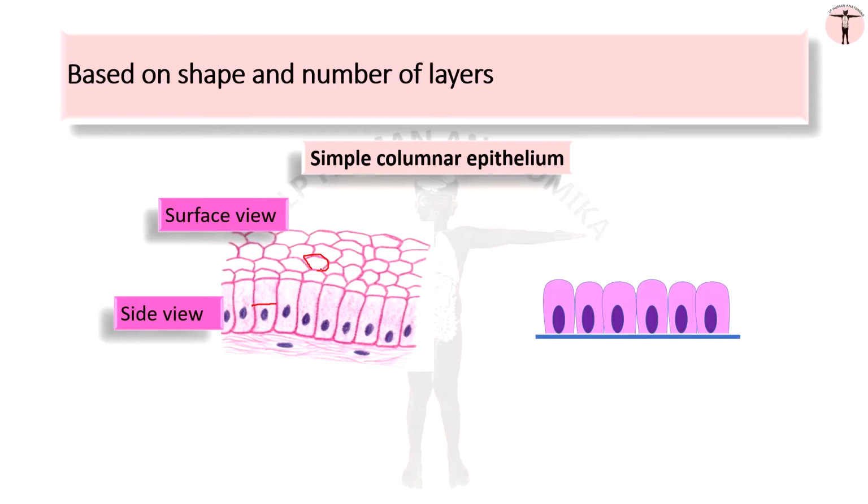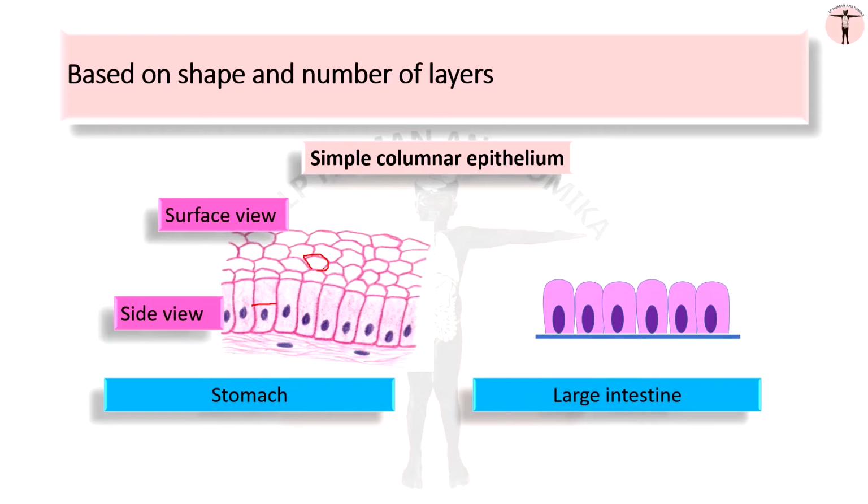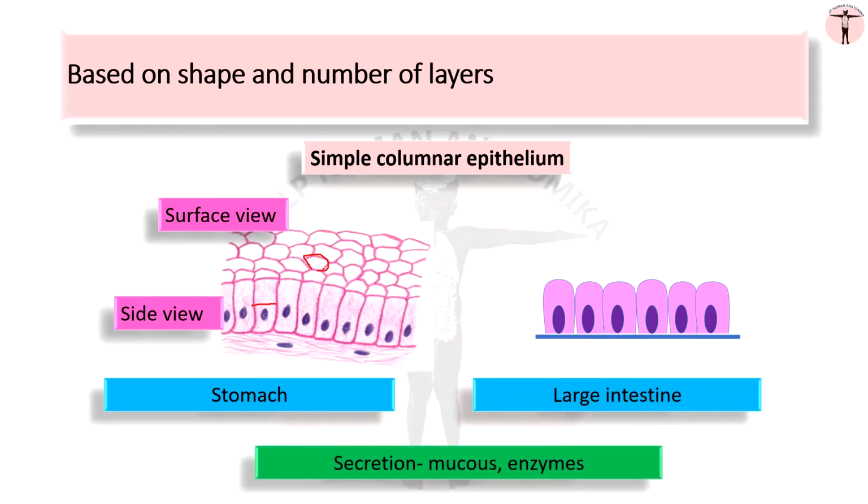But it is classified into further subclassification based on the surface modifications. Now, the epithelium without surface modifications, which we call simple columnar epithelium, is the epithelium which is present in stomach, large intestine. It secretes mucus and enzymes.